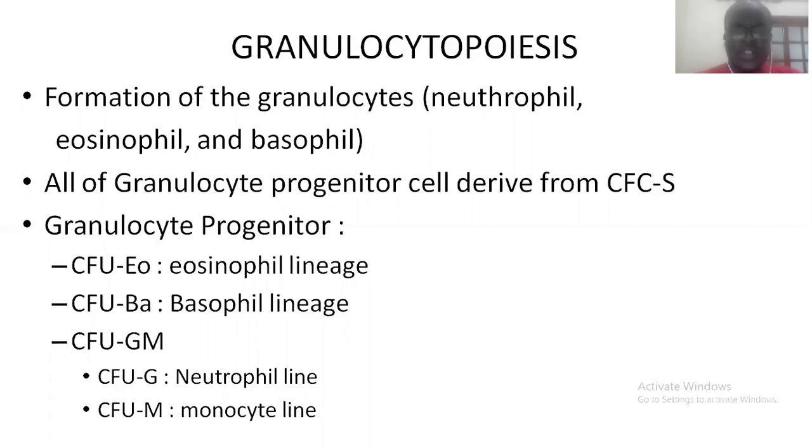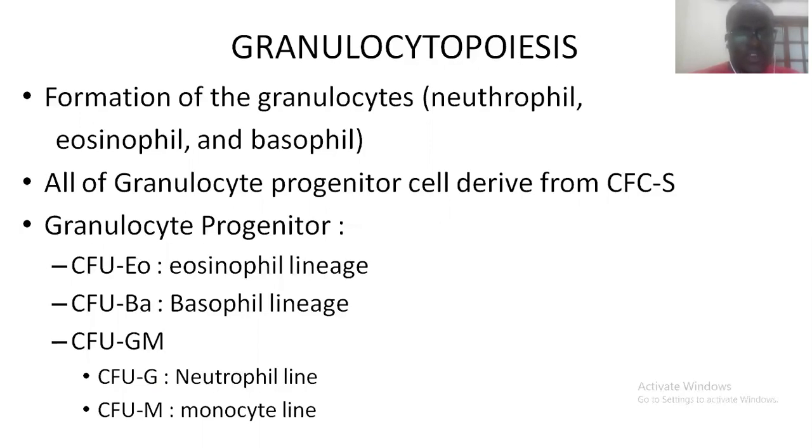granulocytopoiesis. Granulocytopoiesis is the development of granulocytes, with the granules inside them. The formation of granulocytes is called granulocytopoiesis. Basically, you're looking at the neutrophil, eosinophil, and basophils.